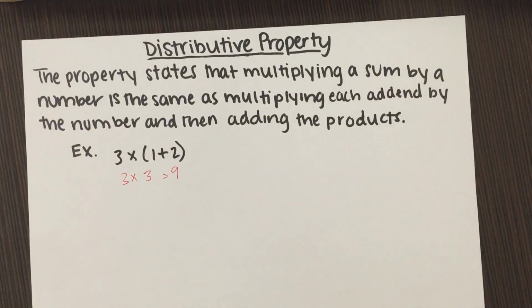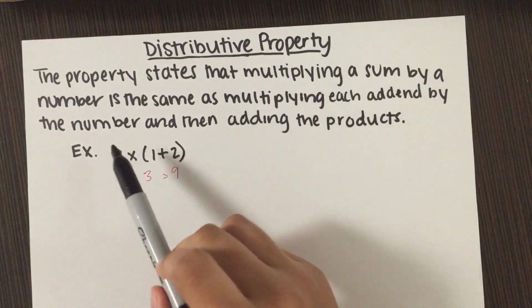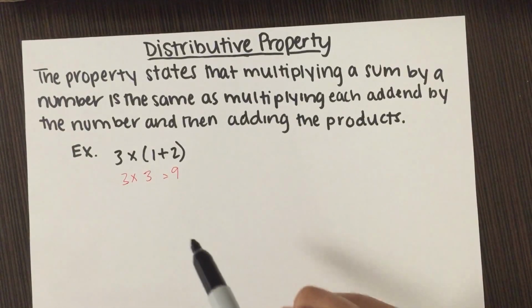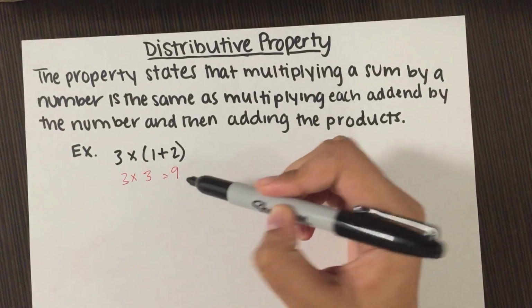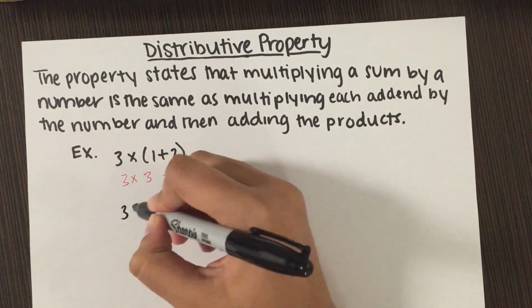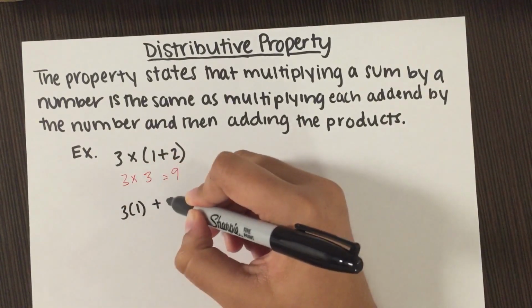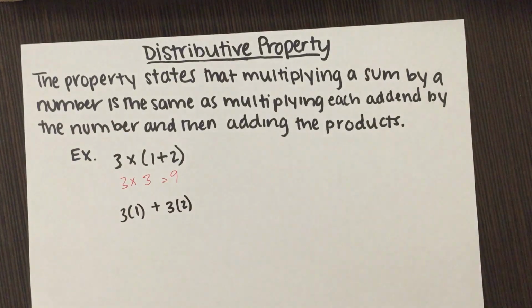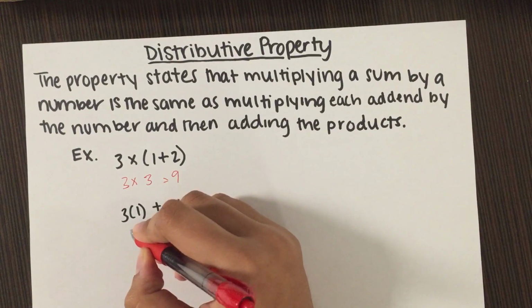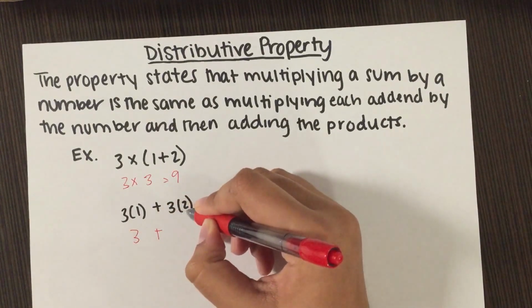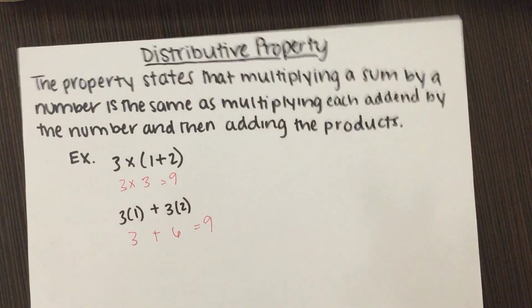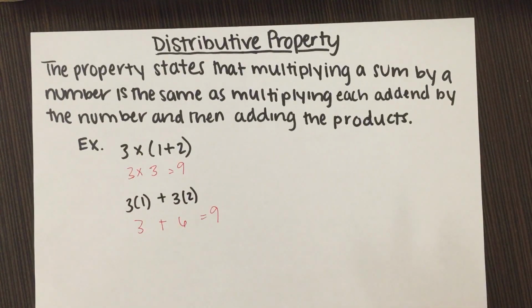Okay, so let's follow what the distributive property says. It says that if I were to multiply 3 times 1 and add that to 3 times 2, I would get the same answer as how it is written here. Let's try it out. 3 times 1 plus 3 times 2. So let's try it out. 3 times 1 is 3 plus 3 times 2 is 6. 3 plus 6 is equal to 9. This is how the distributive property works.